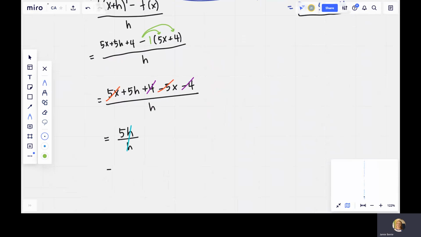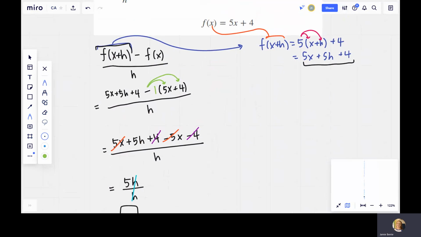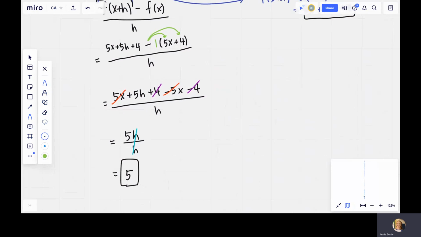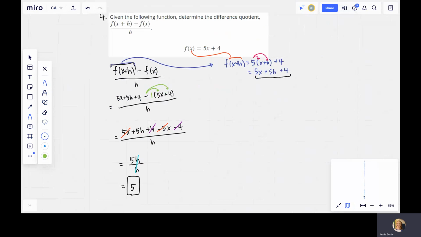And you're just left with 5. Isn't that cool how it goes from looking so messy, like what we had up here? That looks so messy. And then we get down here and it's just equal to 5. I think that's kind of fun. All right, so that's an example of finding the difference quotient.